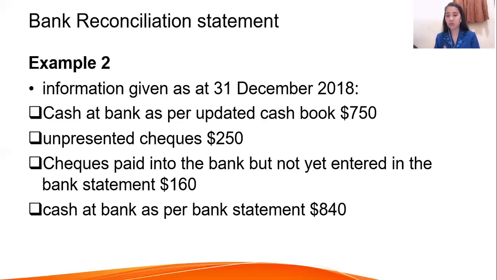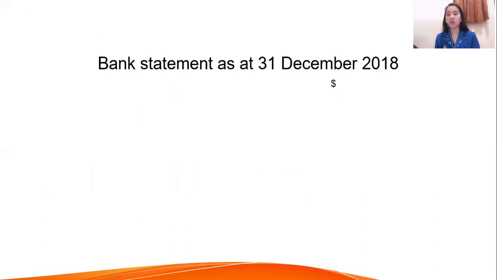Here, we don't need to identify anything because they already mentioned it. So we have the cash at bank as per updated cash book 750, the unpresented check, the check paid into the bank but not entered into the bank statement, and then cash at bank as per bank statement. Now we can jump to the bank reconciliation statement. So how do we make it? We just write as the title, bank reconciliation statement as at 31st December 2018.